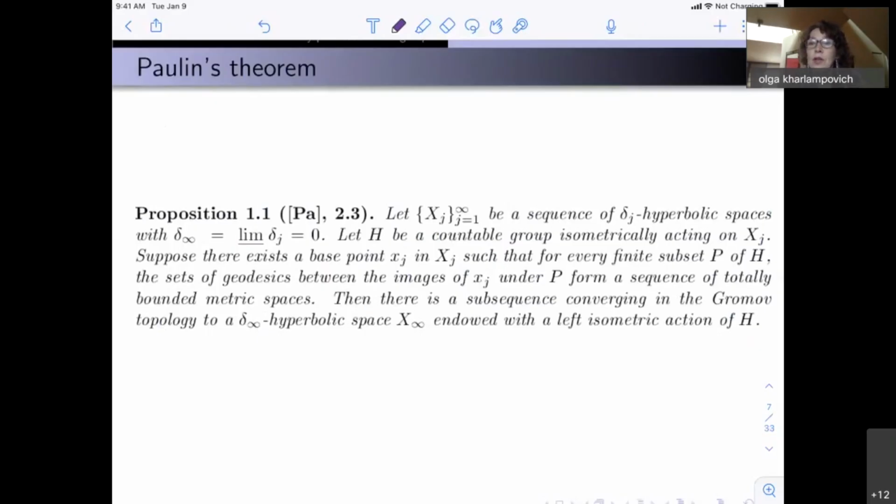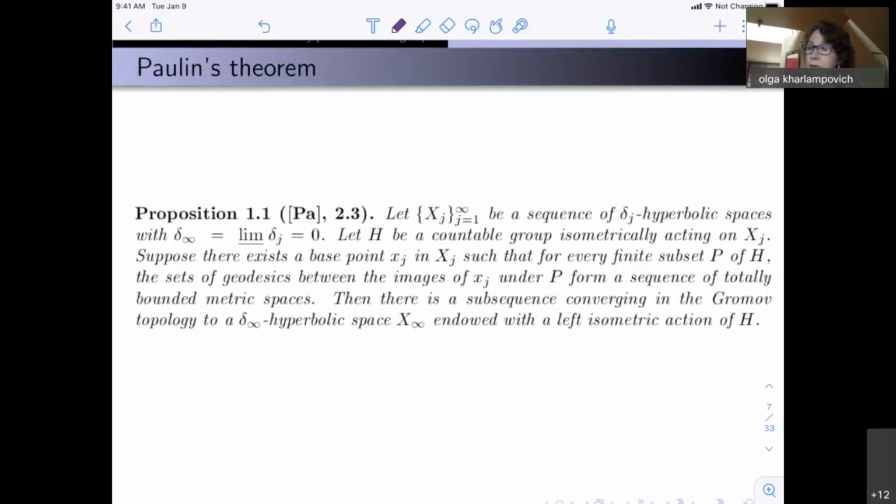So if we have a countable group acting nicely on delta hyperbolic metric spaces, and if the limit of deltas is 0, then this action converges to the action of this group on a 0-hyperbolic metric space, which is an R-tree. So basically R-trees occur as limits of actions of groups on hyperbolic spaces.